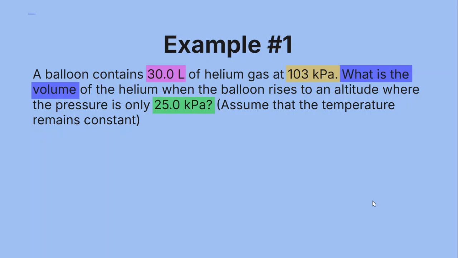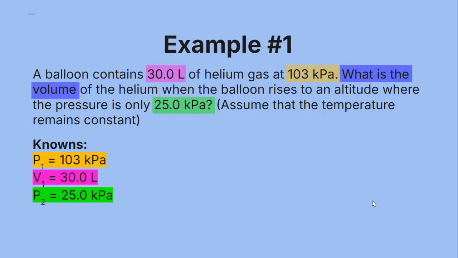I'm going to start by highlighting, you can underline it, circle it, whatever you want to do, the variables that are given to us and the variable that we're trying to find. So the known values: we're given our initial pressure, which is 103 kilopascals. We're given the initial volume, which is 30 liters. And we're given the final pressure once the balloon has risen up in the atmosphere of 25 kilopascals. Our unknown that we're trying to find would be the new volume in liters.